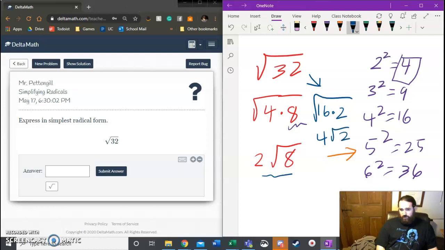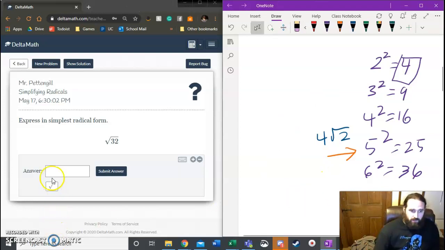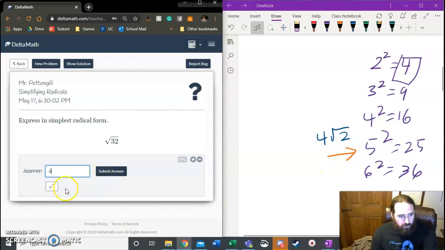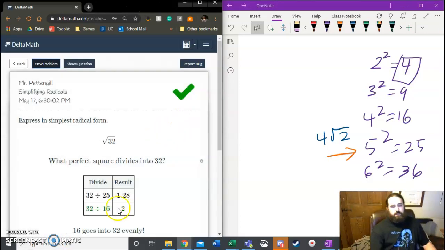Down here we could have kept going with that. But this is why some people like to start with larger numbers. So in this case, I would find that the answer was 4 root 2, and it's no big deal. I go over, boom, 4 square root 2, submit answer, yes, done.